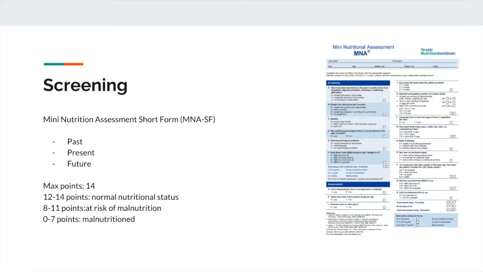A low score on this test correlates with decline in functional ability in the elderly. A patient may score a maximum of 14 points. 12 to 14 points indicate a normal nutritional status. 8 to 11 points predict the risk of malnutrition, and those who score less than 7 points are considered malnourished.